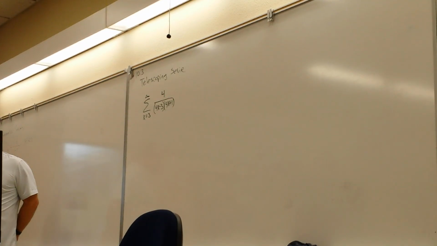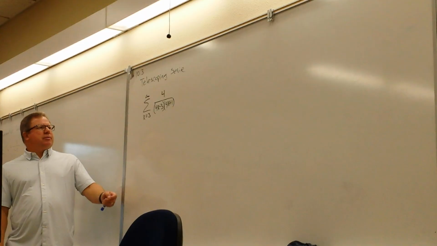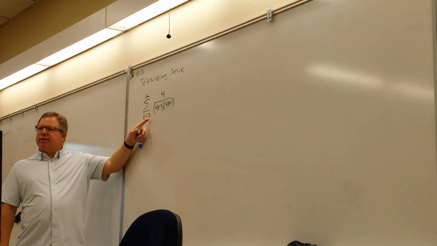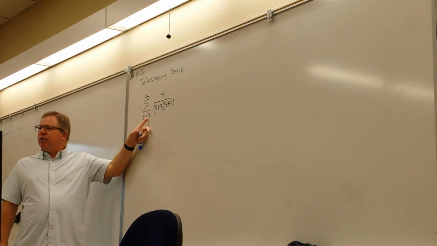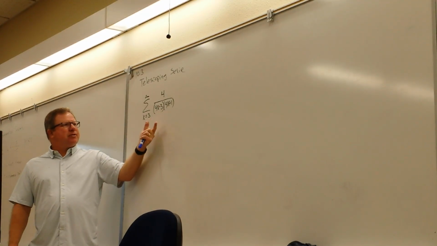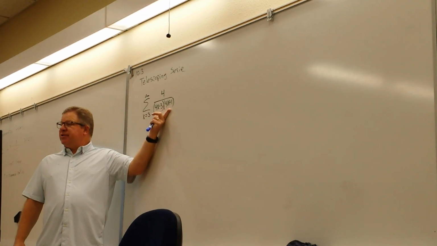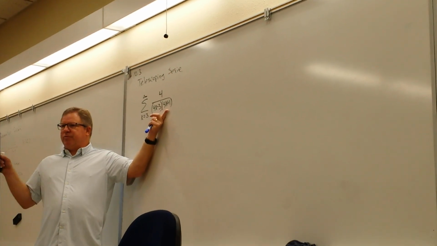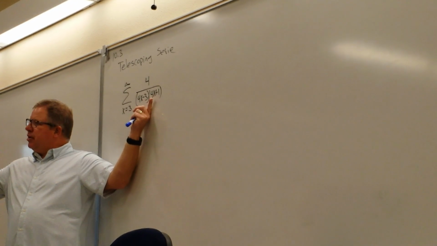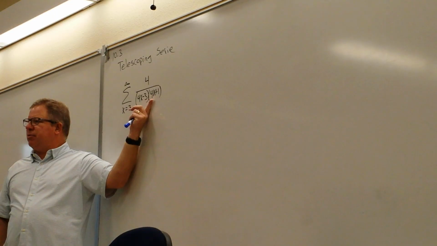All right, we have two issues here. One issue is it does not start at 1. Now, we could probably work it starting at 3, but it's nice if it starts at 1. So we're going to make an adjustment for that. The second issue is that it's not written as a difference. Remember the previous examples had one term minus another term? To be telescoping, it has to be a term minus a term. This isn't going to be telescoping here.